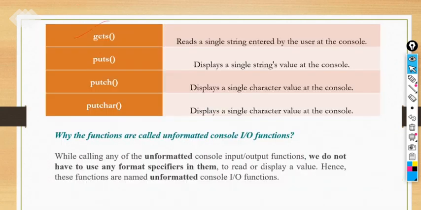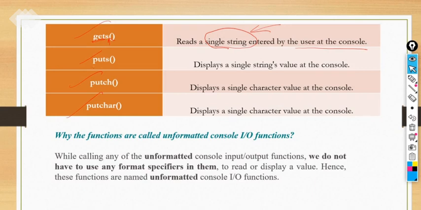Next we have gets, puts, putch and putchar. gets reads a string, because after get, s is there. S stands for string. When we were writing ch, it is for char, a single character. Here s is for string, and a string is a collection of characters itself. So gets is used to read a string entered by the user at the console screen. Wherever get is the prefix, it is used for reading.